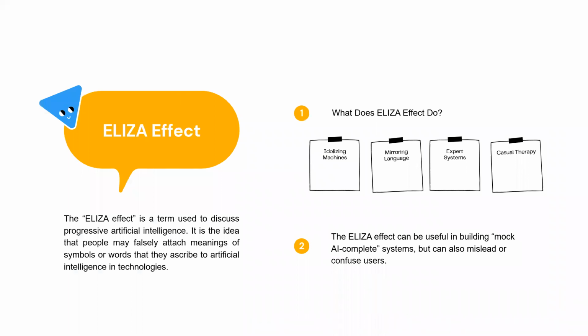So about the ELIZA effect, the ELIZA effect is a term used to discuss progressive artificial intelligence. It is the idea that people may falsely attach meaning to symbols or words that they ascribe to artificial intelligence in technology.